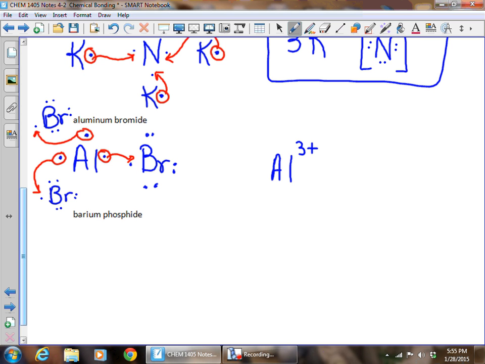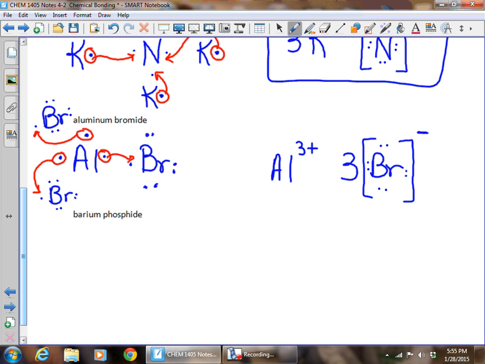We now have 3 bromines. Each one of those bromines gained an electron. So the bromine itself is just negative, but there are 3 of them, so it balances out the 3 positives for aluminum. Remember, the charge outside that bracket is for just the single ion that's inside the bracket.